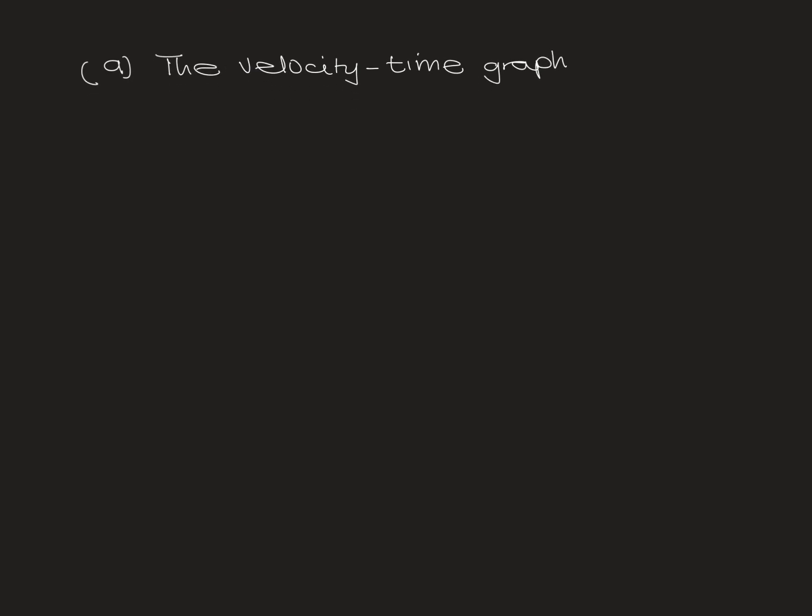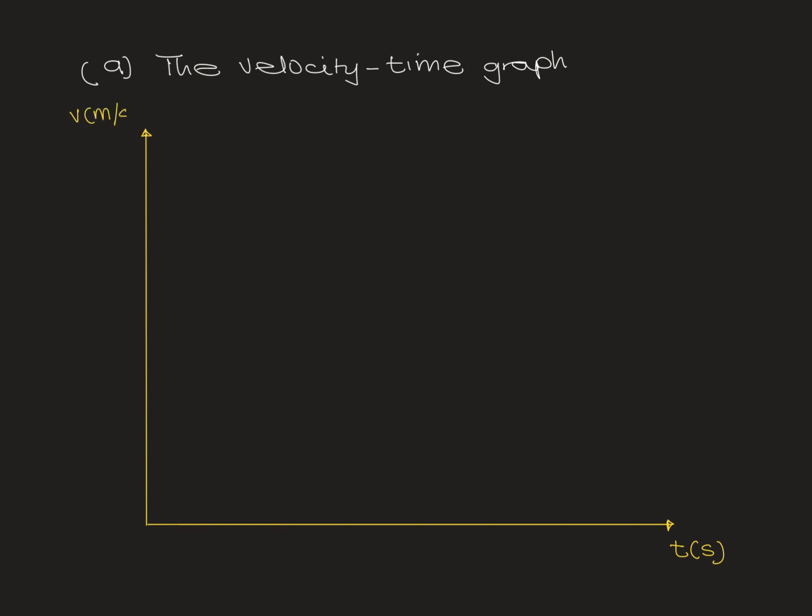So question A, the velocity time graph. What we need to do is have the time on the x-axis, measured in seconds, and the velocity on the y-axis, measured in meters per second. So the first phase is an acceleration. Let's try to indicate that.